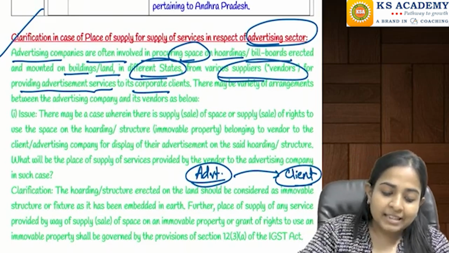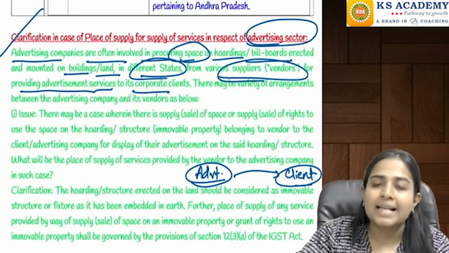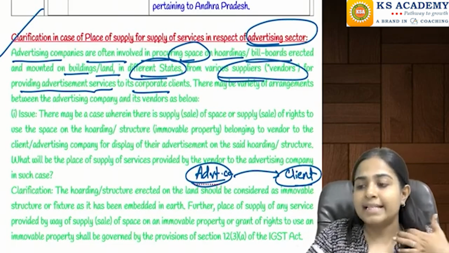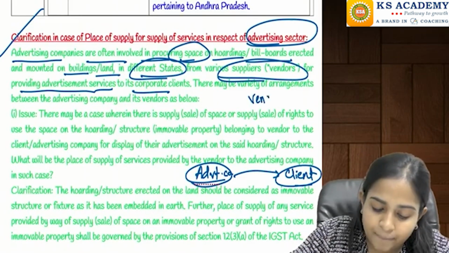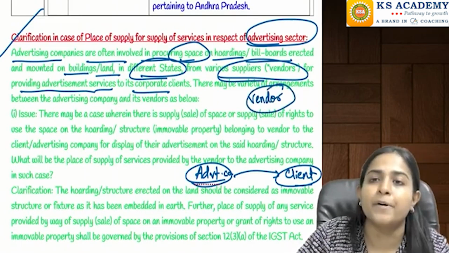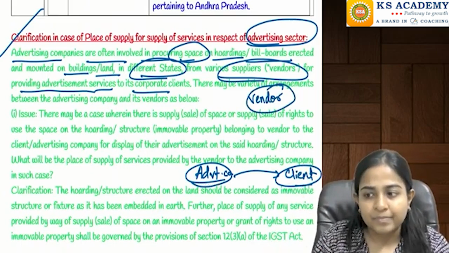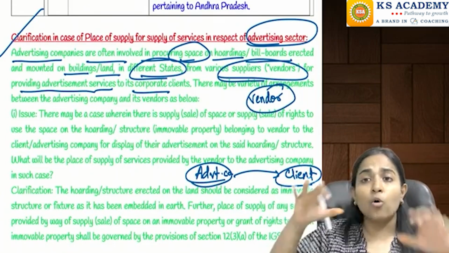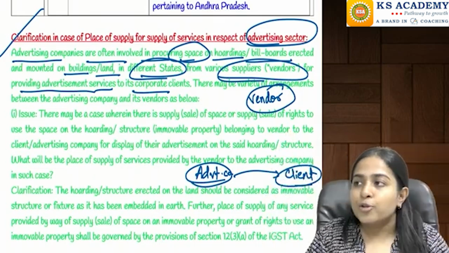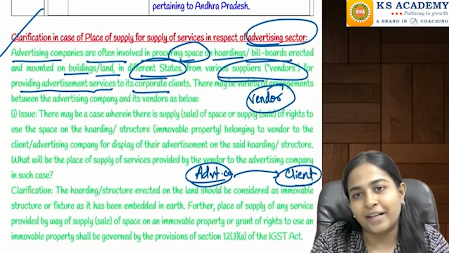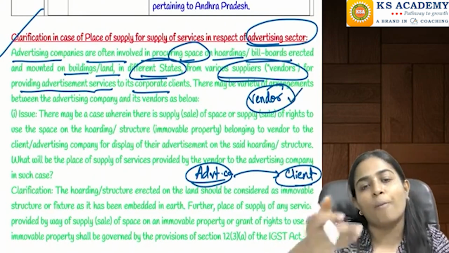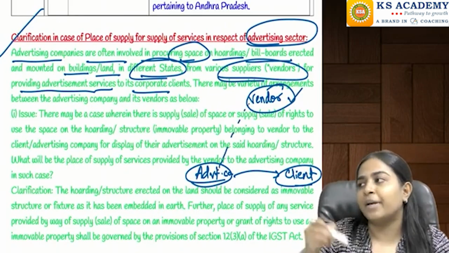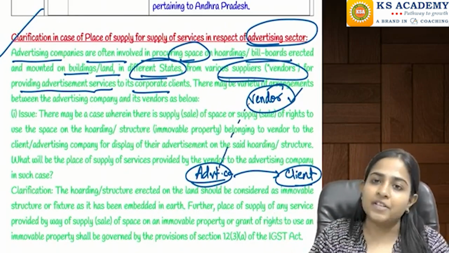Now this space actually doesn't belong to the advertisement company. Let's assume that this space belongs to some third person, that is, some vendors. For example, in many cases, the hoardings are put on buildings also. The building does not belong to the advertisement company. The building belongs to the cooperative society, which is going to provide the space to the advertisement company to provide the advertisement services. Right?